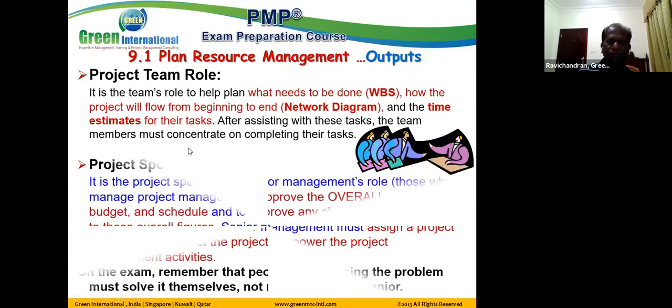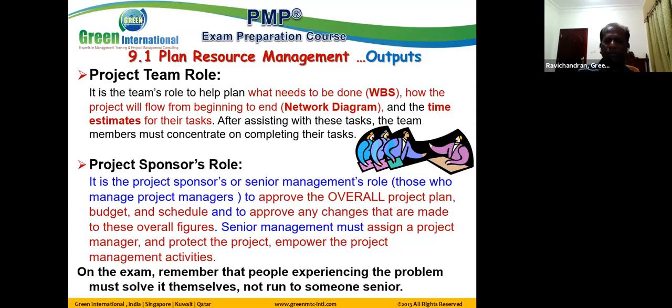Project team role: what is the project team going to do? During the planning, they are developing the plans. They are working on the WBS. They are also working on the network diagram or sequencing, estimation of the resources, estimation of the timeline, estimation of the cost, and determination of the quality standards and methodology. All this they are carrying out during the planning work. Upon completion of the planning, when we move to the execution, their focus will be on completing their tasks according to our plan. That's the project team role.